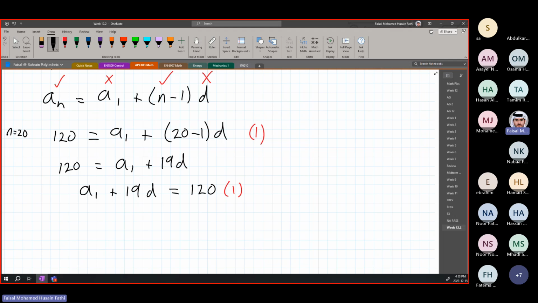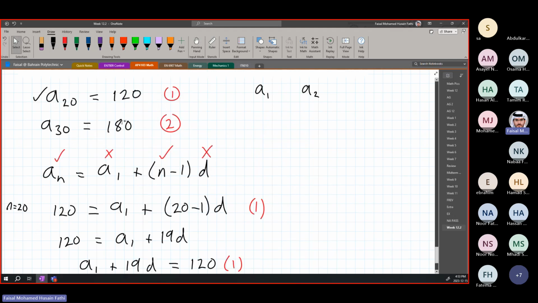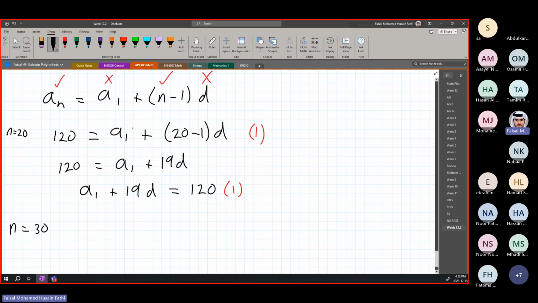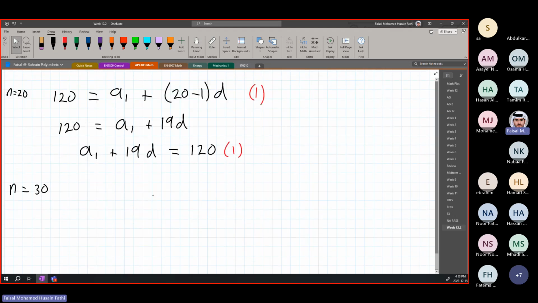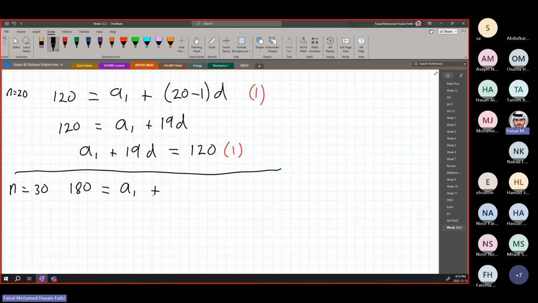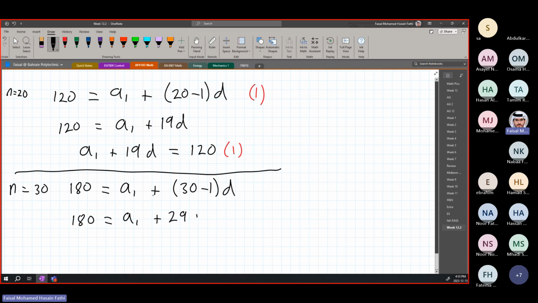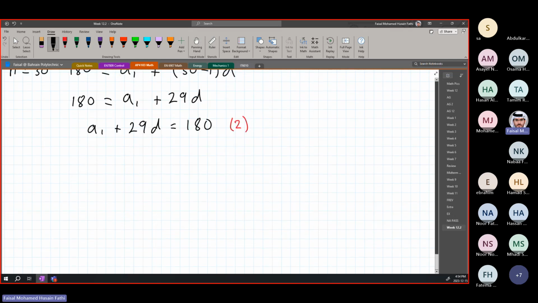Okay? Now let's do it again for n equal 30, because we have the values for n equal 30. At n equal 30, A30 is 180, which is equal to A1 plus 30 minus 1 times D. Simplifying this, 180 is equal to A1 plus 29D. In other words, A1 plus 29D is equal to 180. This is equation 2.